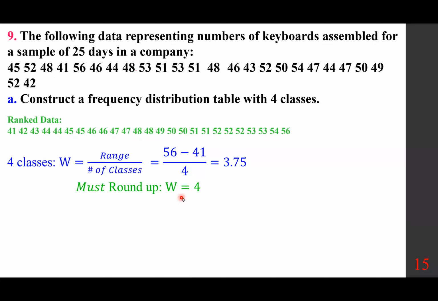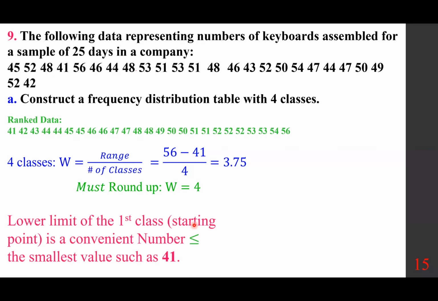We need to find a lower limit of the first class. The starting point is a convenient number, so it's up to you, which is less than or equal to the smallest value, such as 41. Here's the smallest value. You can say, I'm going to start with 40, and that's fine. Or you can say, I'm going to start with the same number, 41.